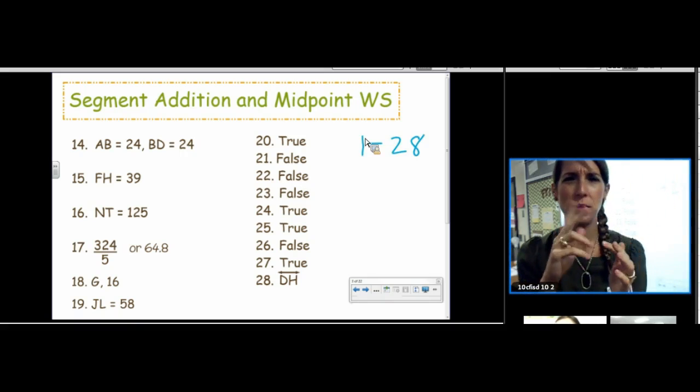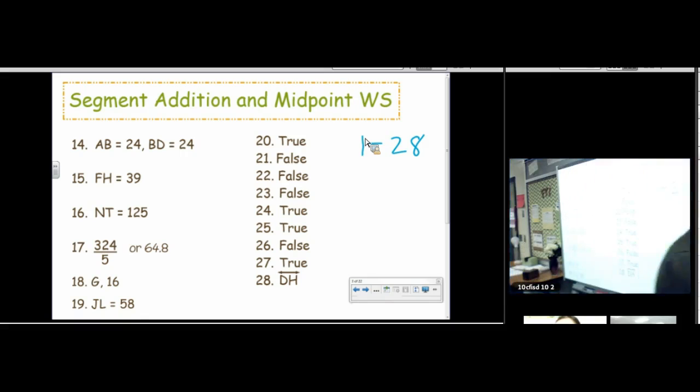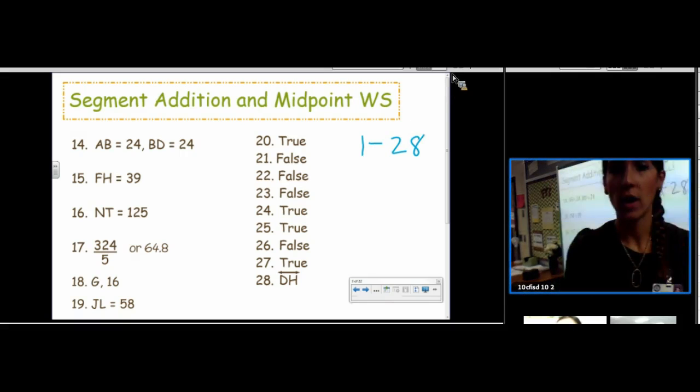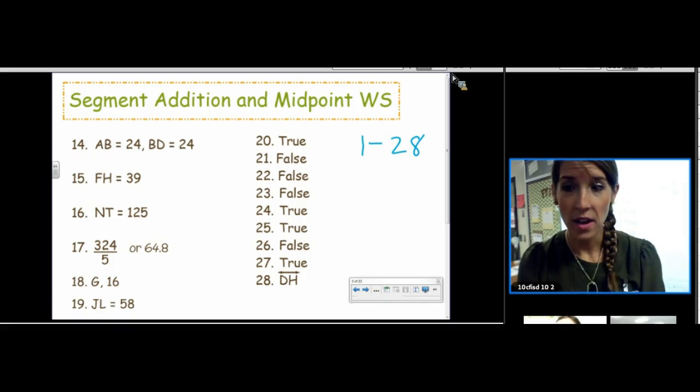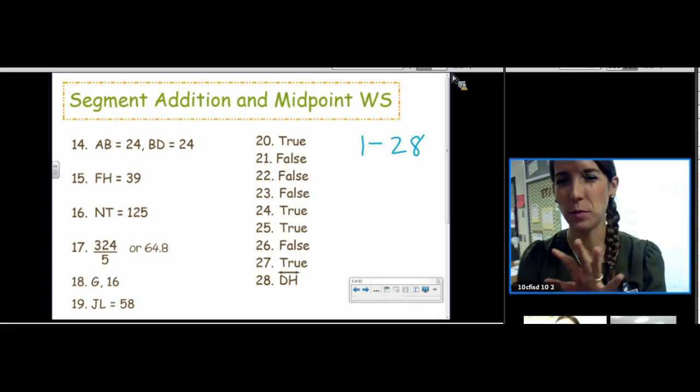Was this the one that there were 2 17s? I don't know, but anyways, there's 28 problems and your quiz tomorrow is over these 28 problems. Not even really the true-false, so really 1 through 19, okay?